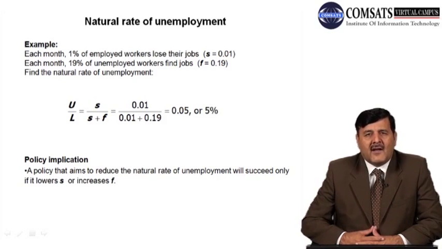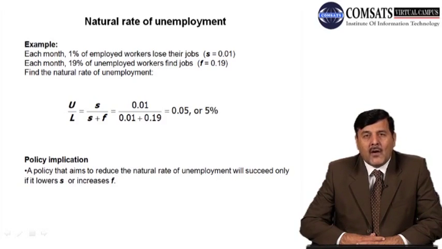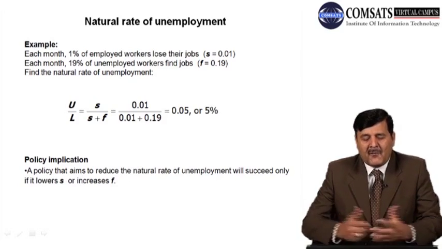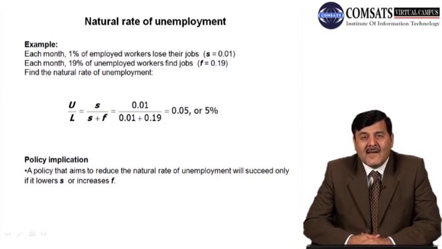So as we know, the formula for the natural rate of unemployment, U over L, is equal to S over S plus F, right? So we just substitute the values of S and F, and we can find the natural rate of unemployment in the economy with the help of this example. So 0.01 over 0.01 plus 0.19, this is equal to 0.05. If we simplify this, we get 0.05 or 5%. So we can say that the natural rate of unemployment in the economy is 5%.